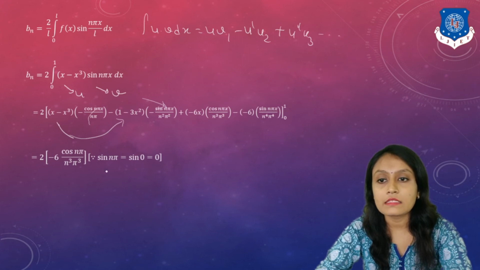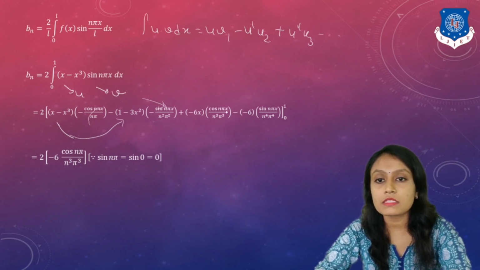So you will get the answer here as 2 into minus 6 cos(n pi) upon n cube pi cube. Here you can see when you substitute 1, so here 1 minus 1, it will become 0. Here on substituting 1 we have sin(n pi) and that is 0. We know the value of sin(n pi) is 0, so this term is 0. Substitute 1 here, so here you will get minus 6 cos(n pi) upon n cube pi cube. This I have written here. Here sin(n pi) is again 0.